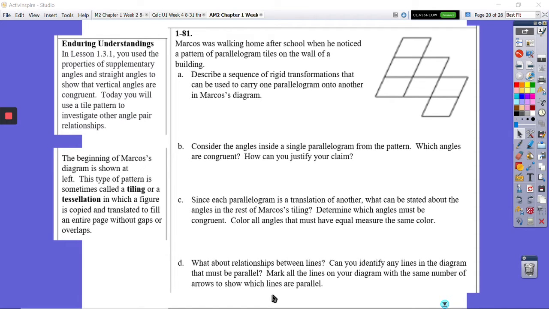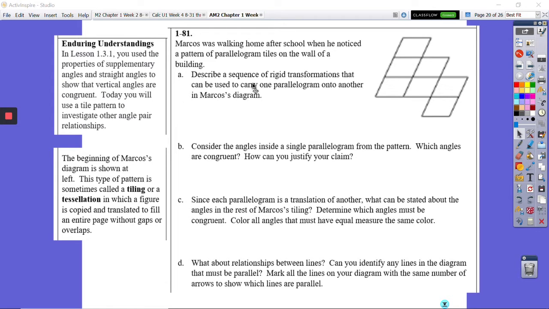Marcos was walking home after school when he noticed a pattern of parallelogram tiles on the wall of a building. So this is the pattern he's noticing. At the beginning, Marcos's diagram is shown to the left. This type of patterning is called a tiling or a tessellation, in which a figure is copied and translated to fill an entire page without gaps or overlaps. We do this with physical tiles on the floor, and we also do this in other ways. It is a very common technique used in construction and other things.